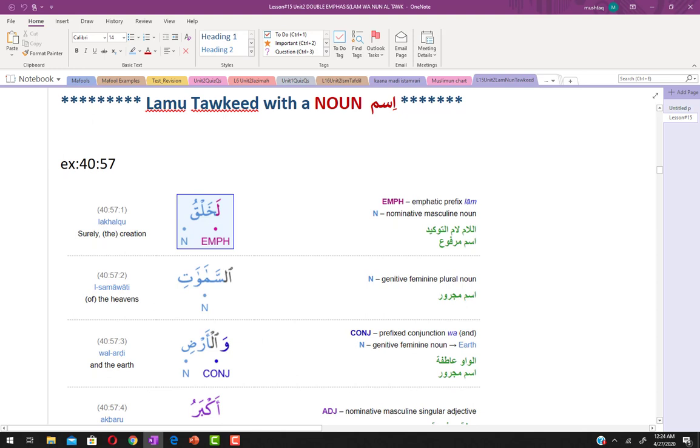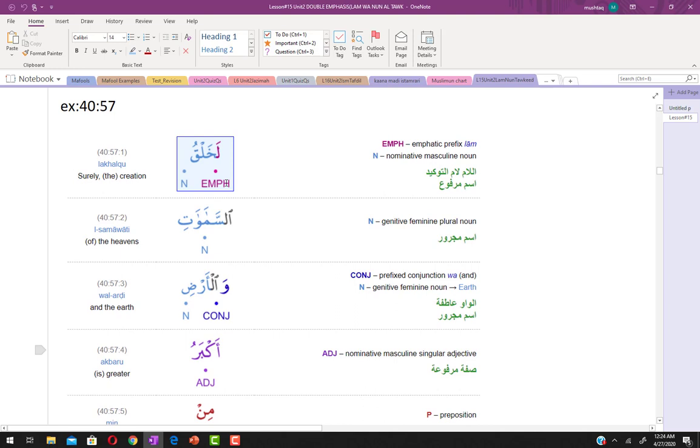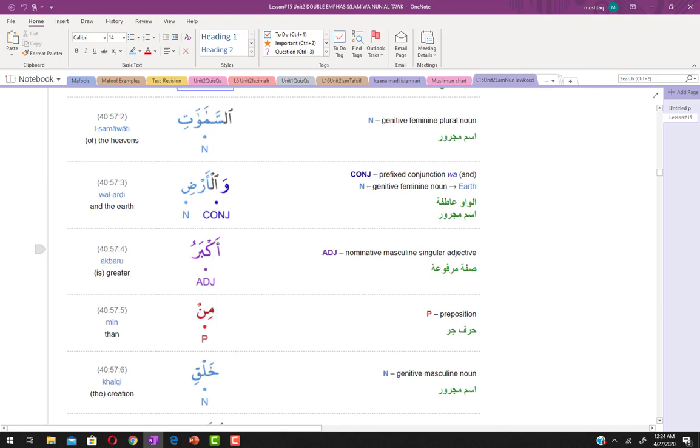Noun. La khalq al-samawati wal-ardi akbaru min khalq al-nas. So here we have la khalq. Khalq al-samawati was there, so we have lam al-tawqid added to it. So it becomes: surely the creation of the heavens and the earth is greater than the creation of mankind.